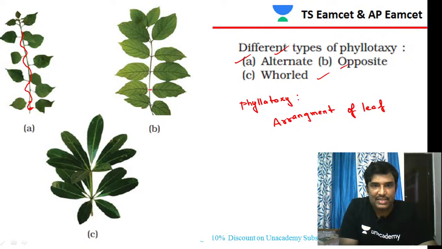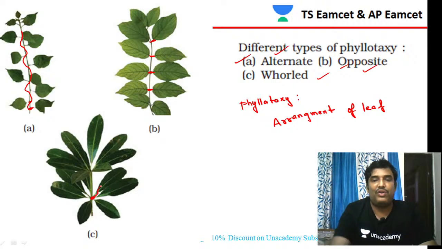In this case, from a single node two leaves arise. Such type of phyllotaxy is called opposite phyllotaxy. Here also you see at the same node two leaves arise, and they are opposite each other. Such a condition is called opposite phyllotaxy. In whorled phyllotaxy, at a single node more than two leaves arise. That is called whorled phyllotaxy.